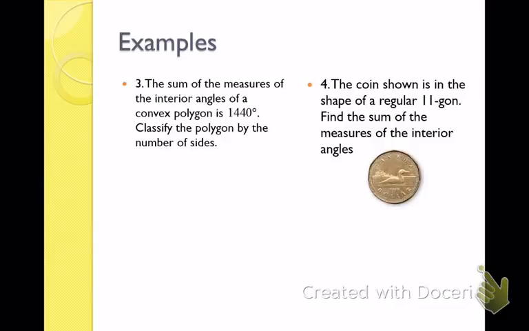Couple examples here for you. Number 3: the sum of the measures of the interior angles of a convex polygon is 1440. Classify the polygon by the number of sides. And then number 4 here, the coin shown is in the shape of a regular 11-gon. Find the sum of the measures of the interior angles. I'm going to give you a second to work these out. You can stop the video, try it, see what you come up with, and then you can start the video up and make sure that you're right.